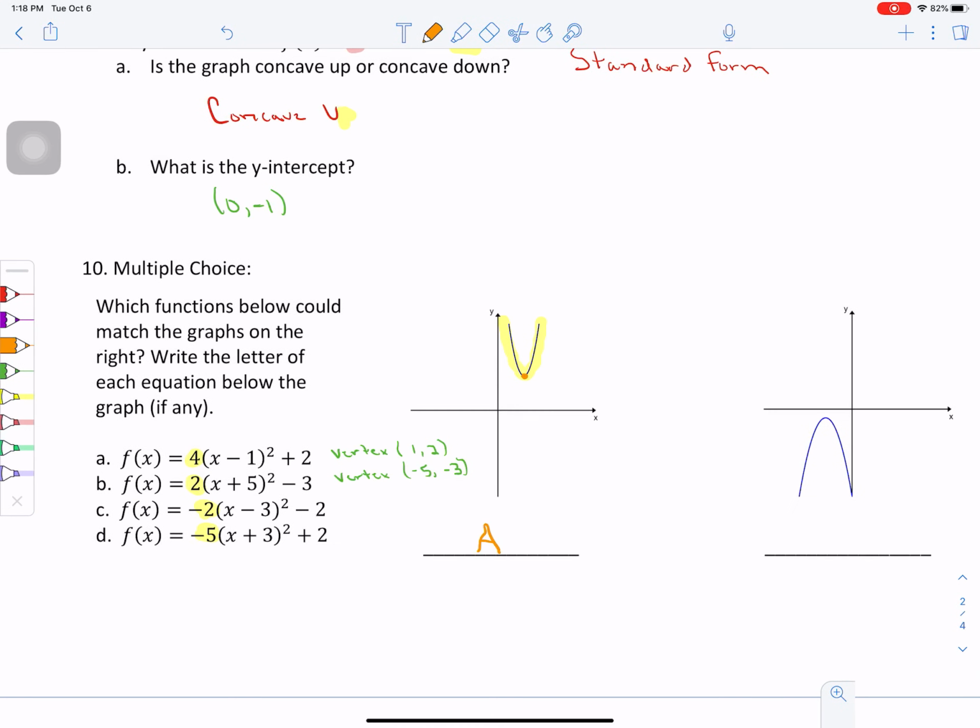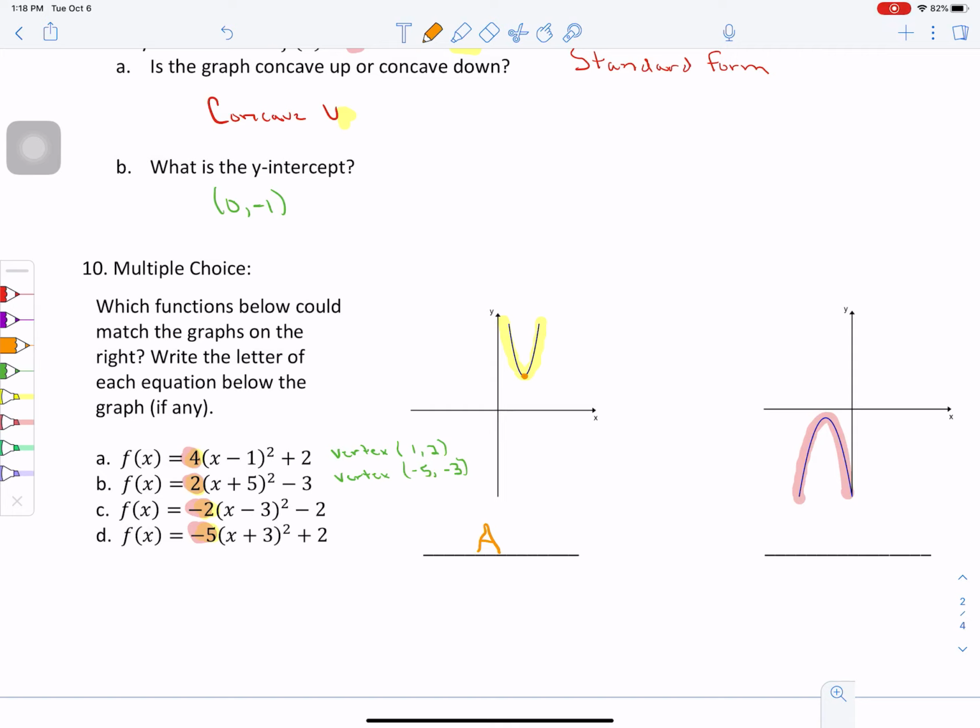Now let's go to the second graph. Once again, we want to look at these numbers in the front to determine which graphs we're looking at. In this case, it's concave down. So the only ones that we really want to focus on are going to be letters C and D, because A and B would be the wrong direction.